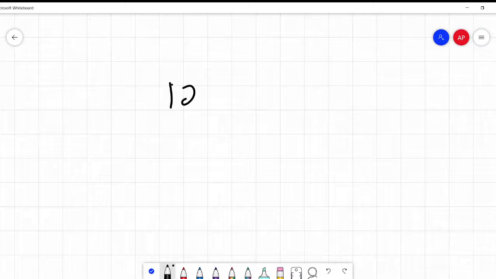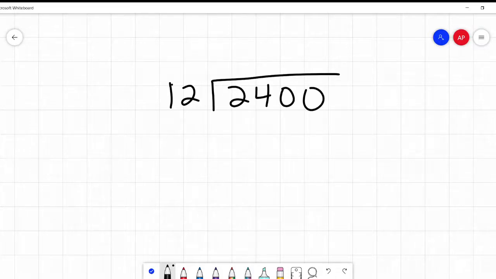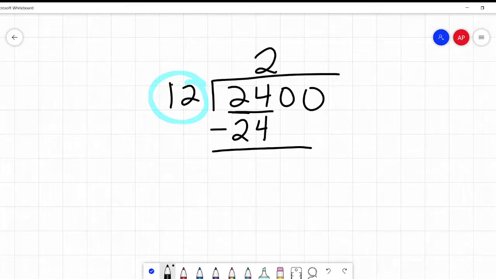What if I did something like this? Okay, there's a principle I'd like to show you before we move on. If I said, all right, my whole thing here, 12. If I said, does 12 go into 2? You say no. Does 12 go into 24? Yes, it goes 2 times. 2 times 12 is 24. Subtract, we get 0. Does 12 go into 0? No. So we bring down the next number, 0.